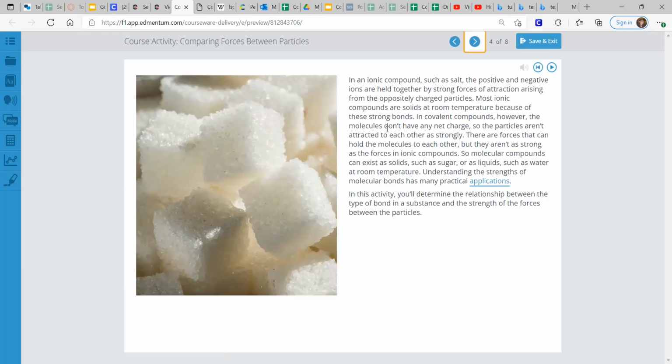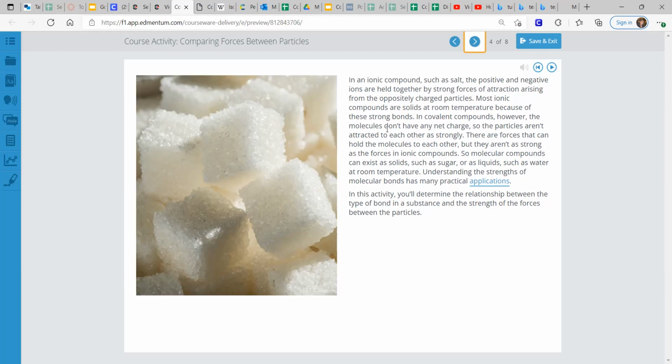In covalent compounds, however, the molecules don't have any net charge, so the particles aren't attracted to each other as strongly. There are forces that can hold the molecules to each other, but they aren't as strong as the forces in ionic compounds. So molecular compounds can exist as solids such as sugar or as liquids such as water at room temperature. Understanding the strengths of molecular bonds has many practical applications.